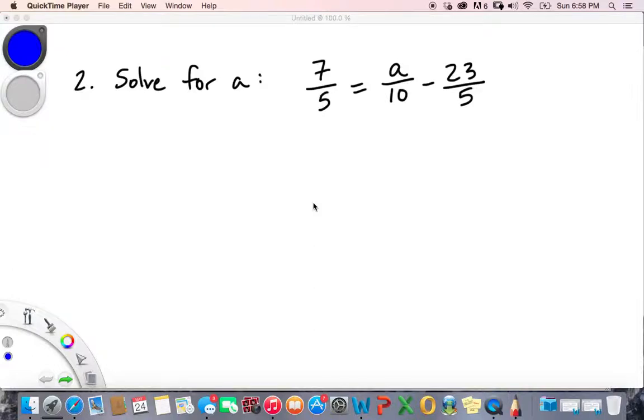This is problem number 2 from the Unit 1 study guide that dealt with equations and inequalities. So once again, we're going to be solving an equation for a particular variable. This time we're solving for a once again. And if you look at the equation, it says 7/5 equals a over 10 minus 23/5. Again, we're solving for the letter a. We need to remove this divided by 10 and the minus 23/5.